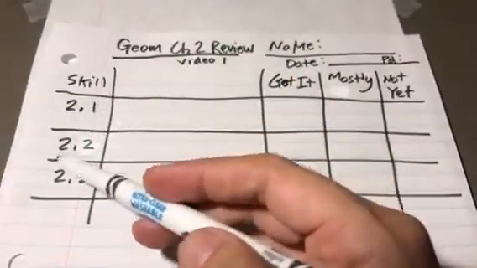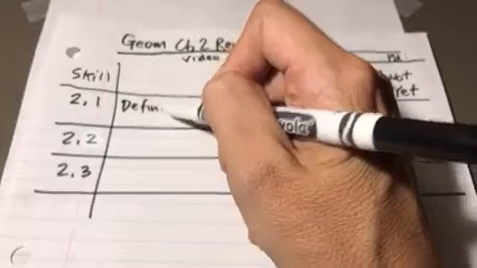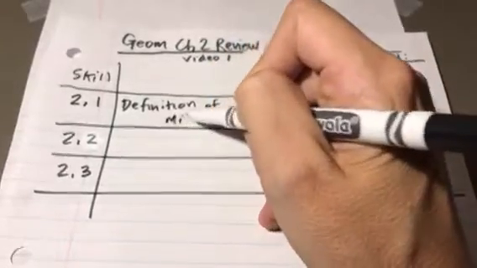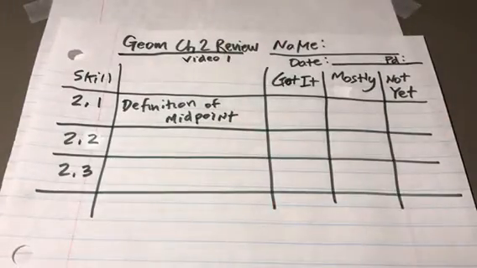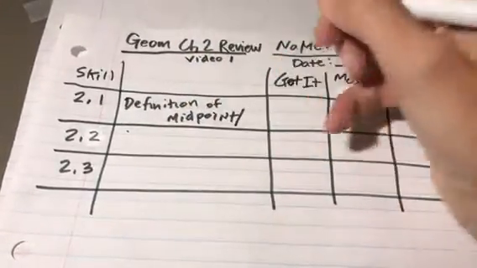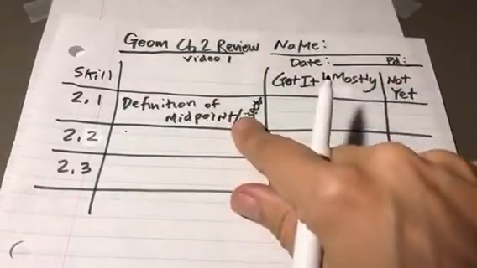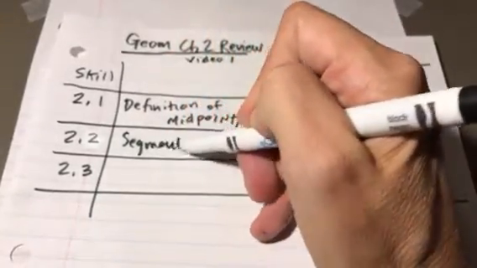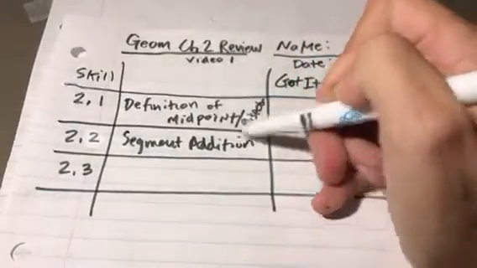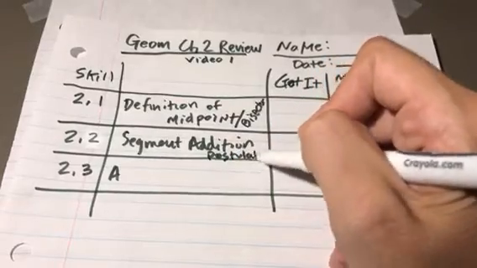So I'm just going to call it 2.1, 2.2, 2.3. The first skill falls under the name definition of midpoint. So we'll do that one. Then we have segment addition. Ooh, and we could also squish in there bisector, because they basically mean the same thing. So those 2 problems are the same. And then we have segment addition, and then angle addition. And these are postulates, so I'll stick postulate.